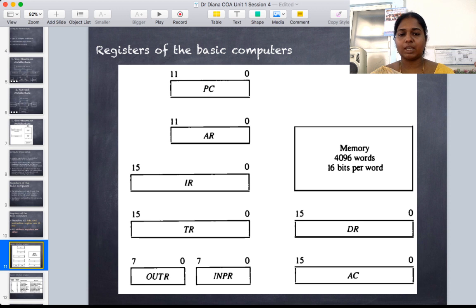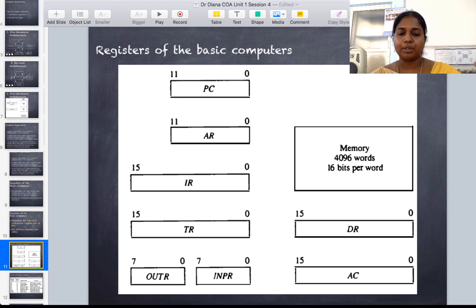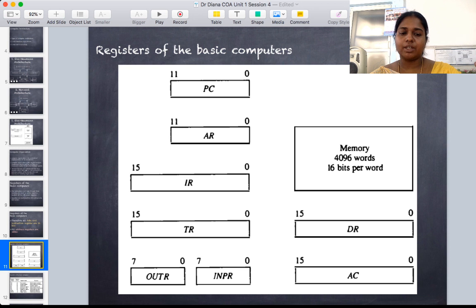So this is the design that we have seen earlier. We have a memory with 4096 words, 16 bits per word, and any data or instruction you draw from this memory is going to be 16 bits. So the instruction register, the temporary register, the data register DR, and the accumulator AC, all of them have 16 bits. When we try to address these 4096 words, we are going to need 12 bits to indicate each location uniquely. So the address of every word in this memory is going to be 12 bits.